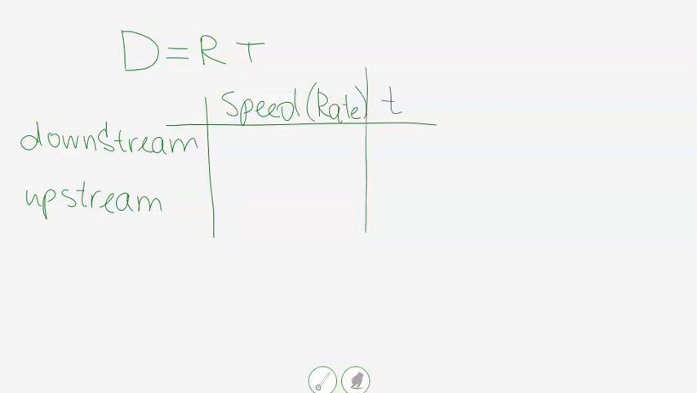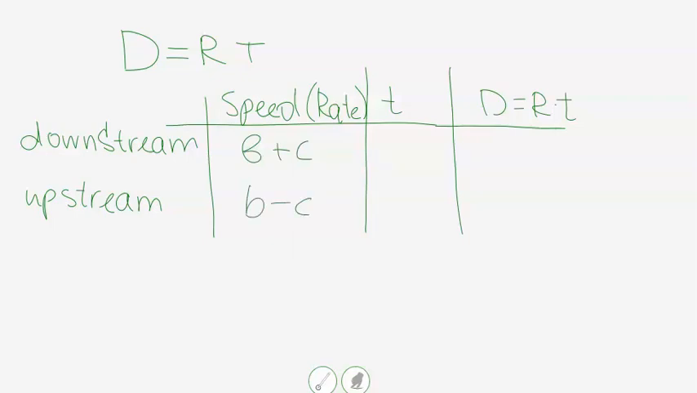Then we have time in hours. And we have distance, which is distance equals rate times time. So for downstream, what do we need to write here? Speed is b plus c. What do we write here? B minus c. Okay, b minus c.